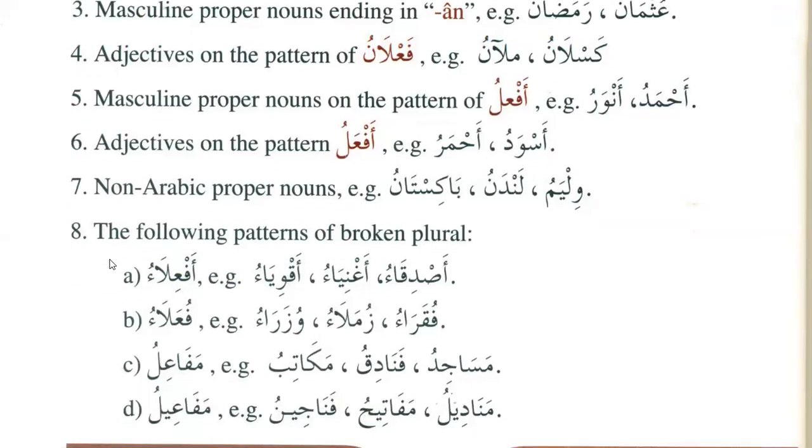Then seventh one, non-Arabic proper nouns. Example, William, London, Pakistan.